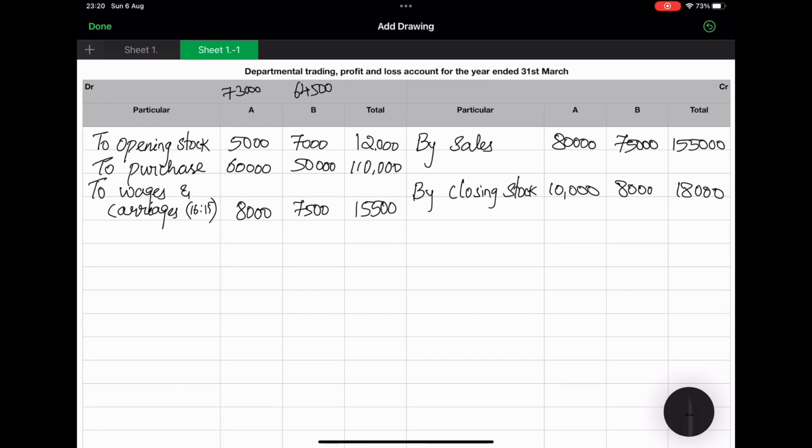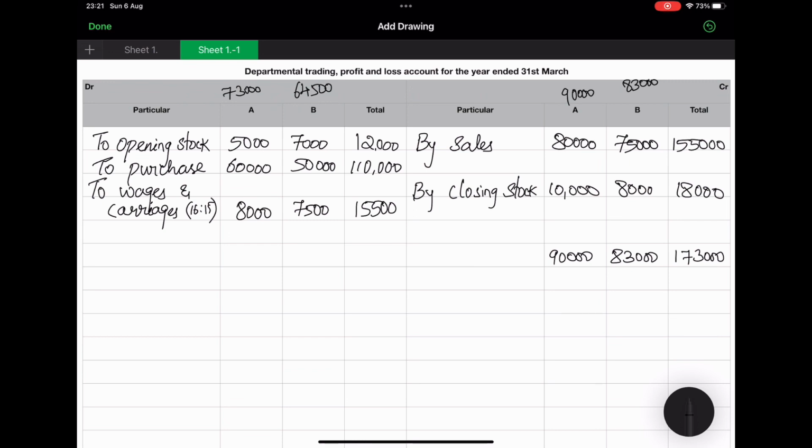B. Okay, in this side 90,000, here 83,000. So which side total is higher? Yes, credit side is higher. So we are going to write 90,000, 83,000 and 1,73,000. Nothing but 90,000 plus 83,000. If we add both, we are going to get 1,73,000.